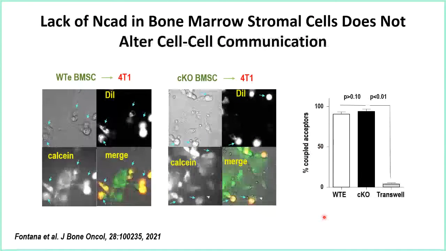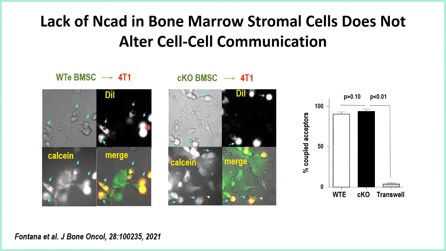And the results are shown here when we put together, not necessarily co-cultured, but just mixed essentially, and let these cells stay together for at least a couple of hours: bone marrow stromal cells, green labeled, with tumor cells, red labeled.